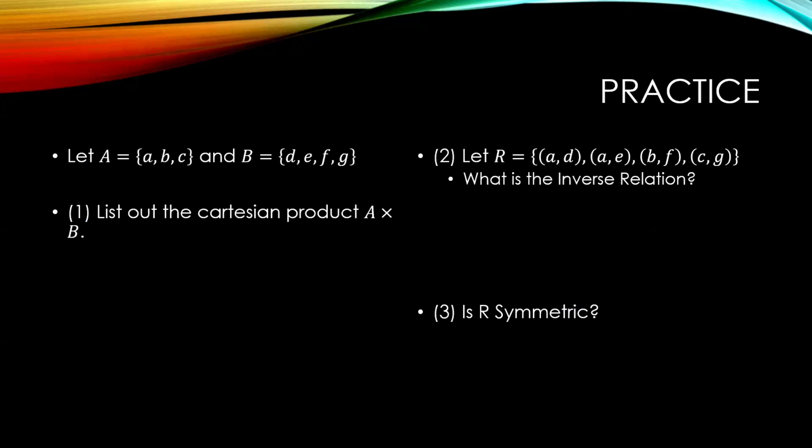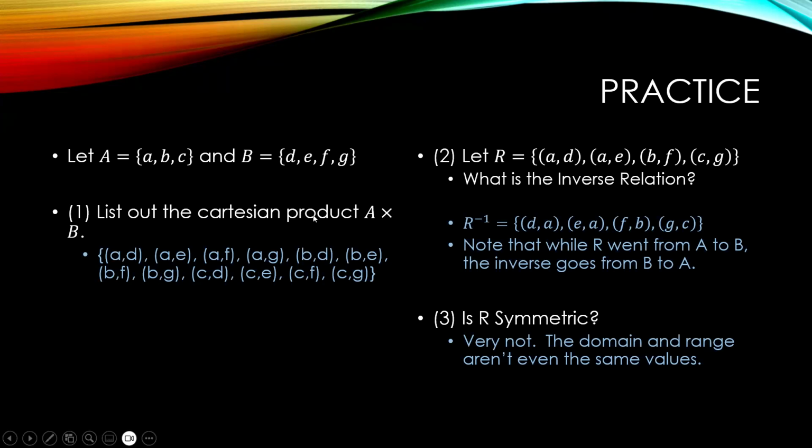Practice. So here are 3 practice problems. Let A be equal to {A, B, C} and B be equal to {D, E, F, G}. For 1, list out the Cartesian product A cross B. For 2, let R be equal to {AD, AE, BF, CG}. What is the inverse relation? And then the last one is, is R symmetric? If you'd like, give it a shot. And here's the answers.